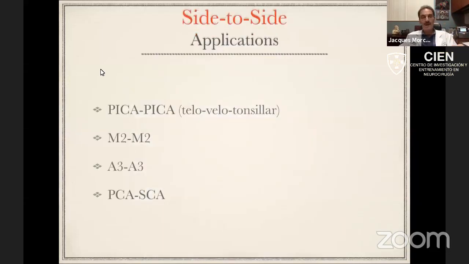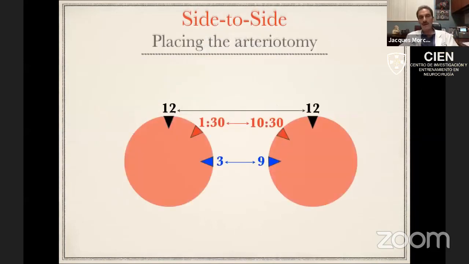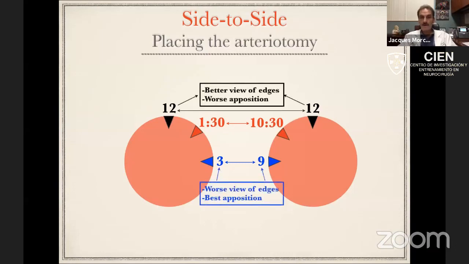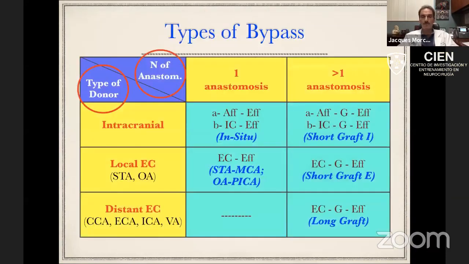You use side to side in all kinds of aneurysms: PICA to PICA, M2 to M2, A3 to A3, PCA to SCA. When I do a side to side, I like to do it this way. I like to do 1:30 to 10:30, I call it, not 12 to 12 o'clock or 3 o'clock to 9 o'clock, because this is the best compromise of visualization and apposition.